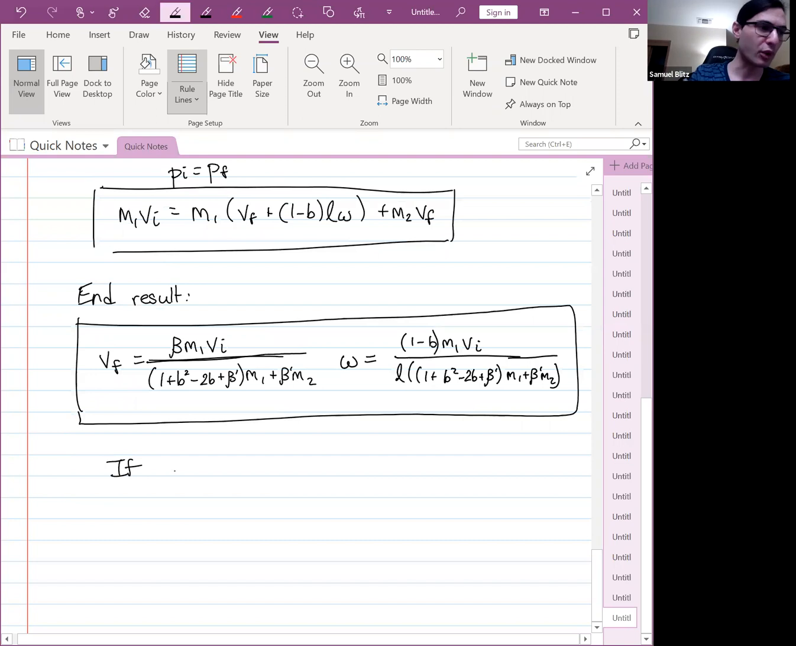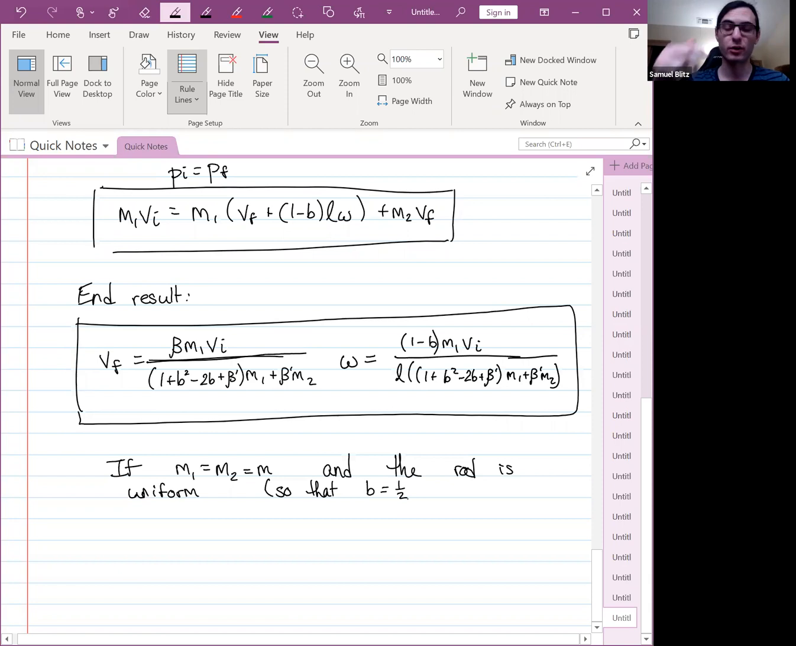So for example, if the mass of the rod and the mass of the bullet were the same, and the rod is uniform, so that in this case b is still 1/2, i.e. the center of mass is halfway down the rod, and beta prime, the number that's in front of m l squared for a uniform rod about its center of mass, would be 1/12.